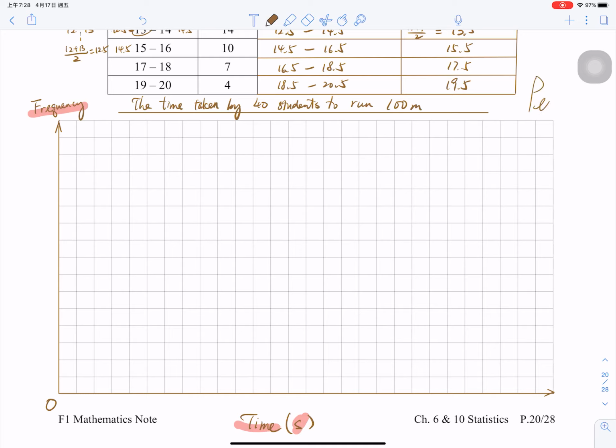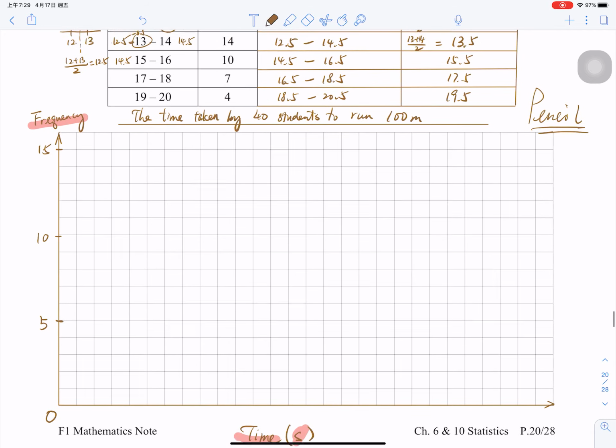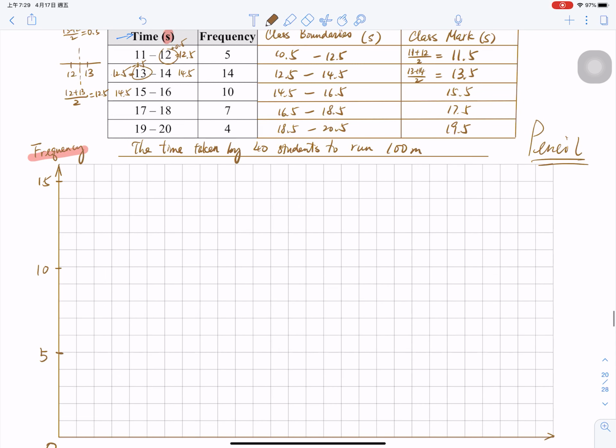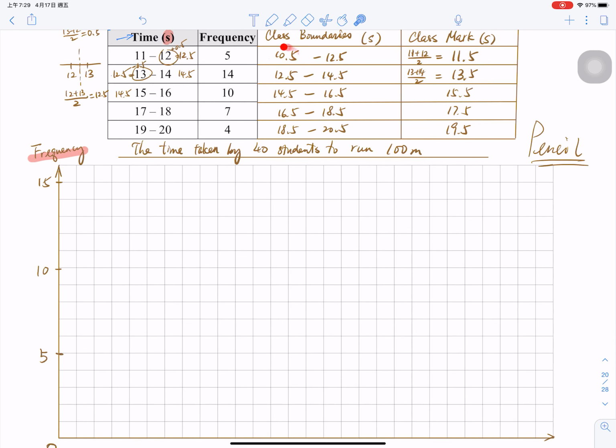Okay, again, repeat by using the pencil to draw the diagram. Okay, 1, 2, 3, 4, 5, then 10, here 15. Okay, frequency. And next, how to draw this one? The first one is 10.5. Second one, okay, first, second, third, fourth, fifth, and the last is 20.5.